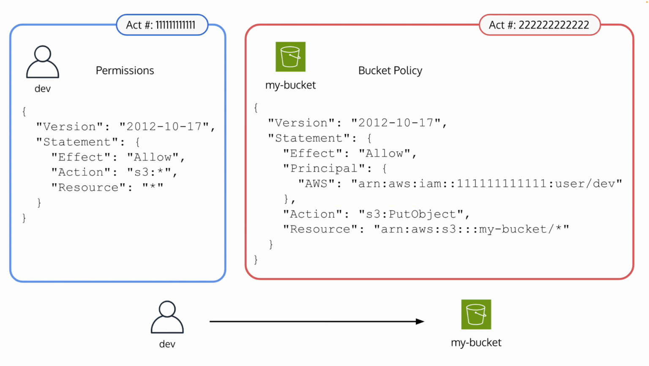Now, if we make one change to this and set the dev user's permissions to have all S3 actions with the wildcard, the intersection between the bucket policy and identity-based permissions of the dev user now includes S3 put object. This is the only action the user could now perform on the bucket. This really covers most of the information you need to get started with IAM, but there are a few final things I do want to touch on.